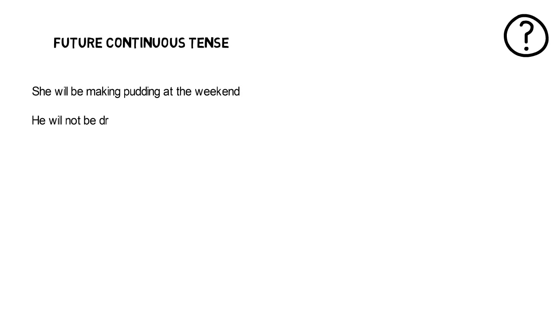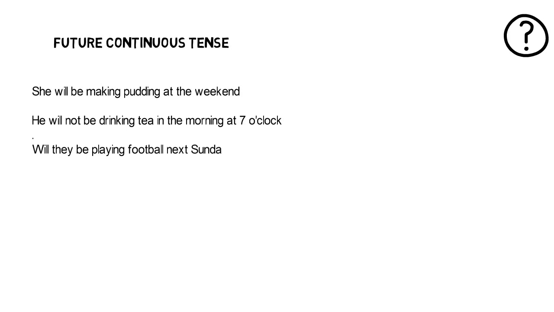Now the next, future continuous tense. She will be making pudding at the weekend. He will not be drinking tea in the morning at 7 o'clock. Will they be playing football next Sunday? When will she be baking pies for her children?